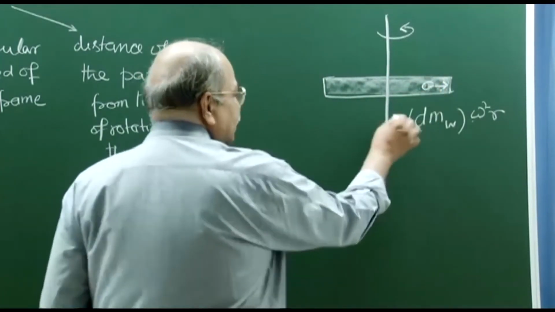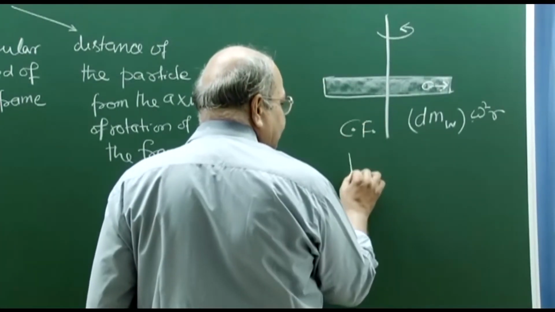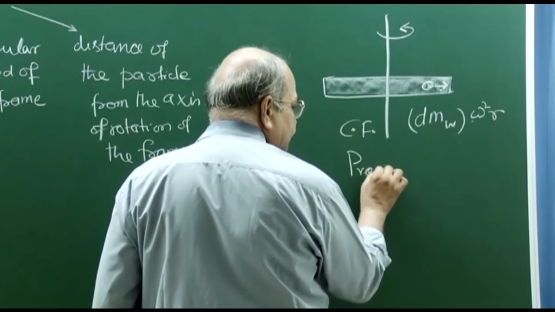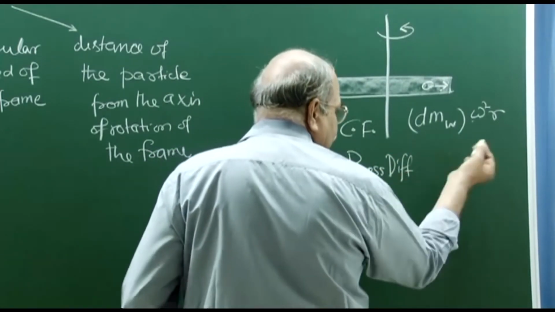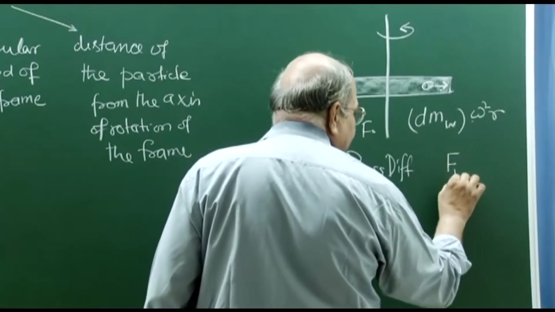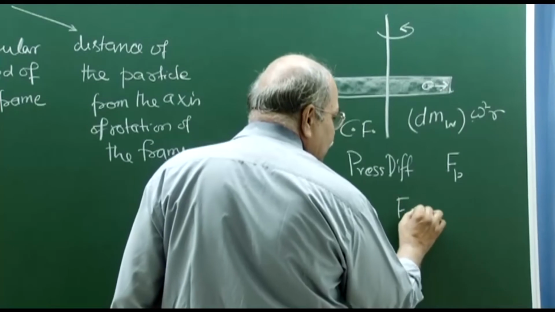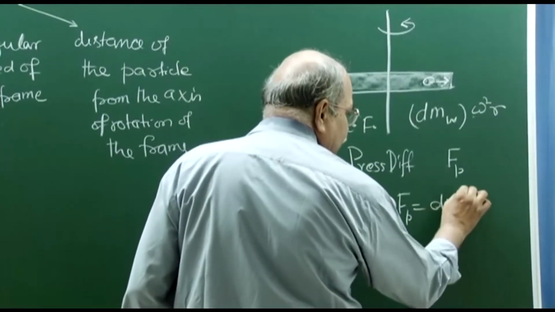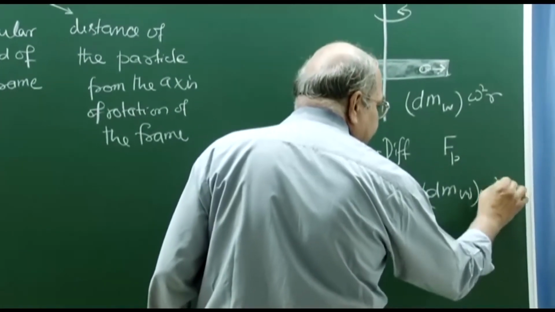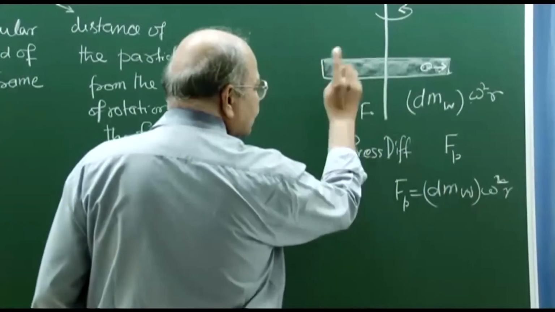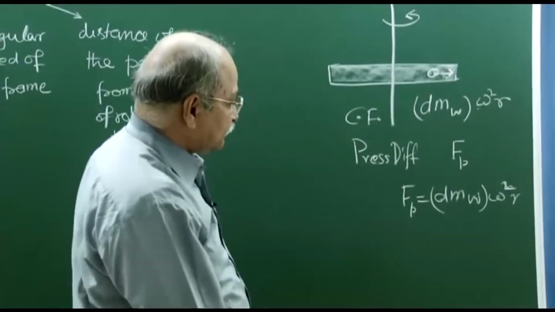So, this is the centrifugal force that I am using, and then I have a force because of that pressure difference, and that force, which you can write as F_P because of pressure difference, must be equal to dm water times omega square into r. Omega is the rotational velocity, the angular velocity of the frame, remember.